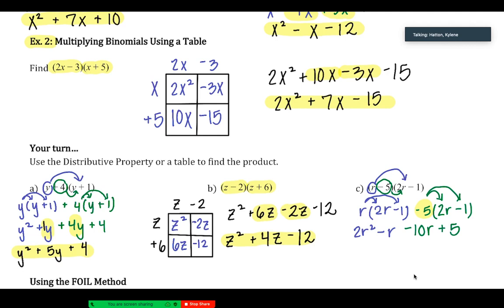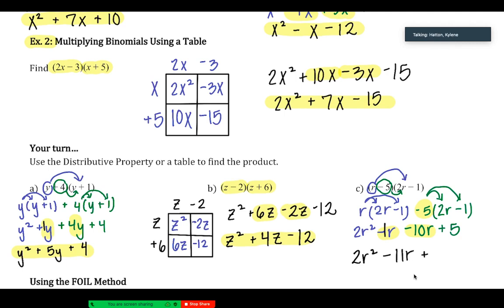And then from there, we just want to check for any like terms that we have. So we have 2r squared minus r minus 10r plus 5. The like terms are the negative r and the negative 10r because they both have r to the first power. So I can bring down my 2r squared, negative r and negative 10r. If I combine those, this is like negative 1. So negative 1 and negative 10 together is negative 11r.